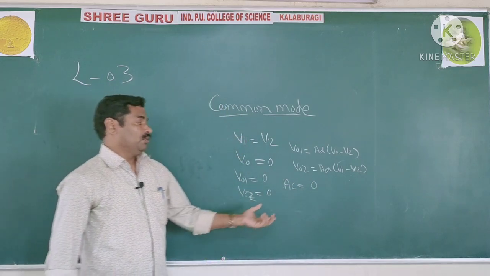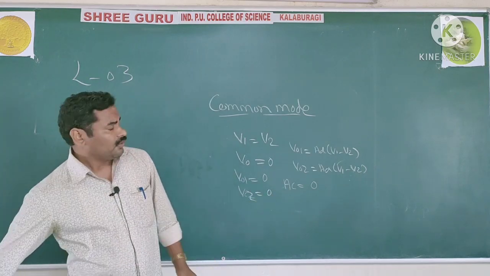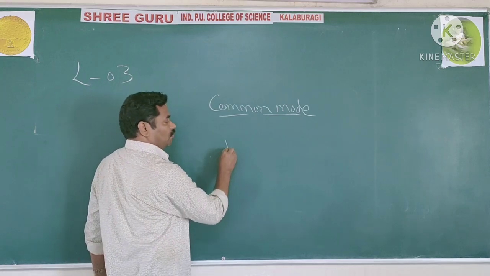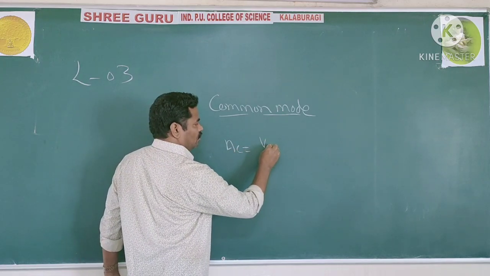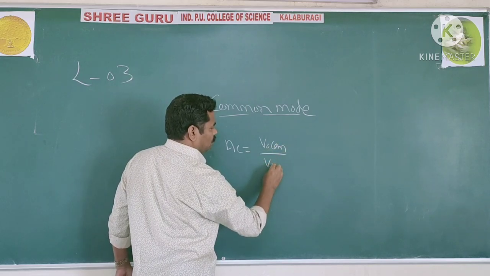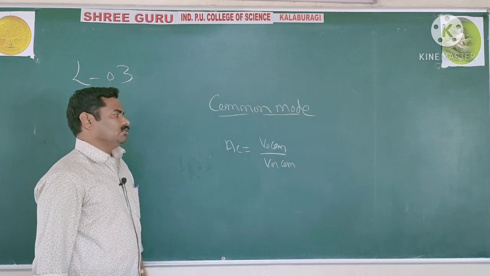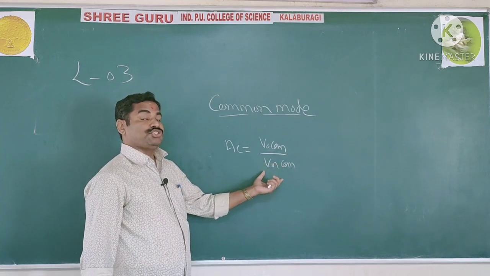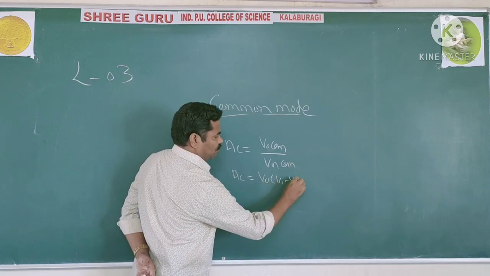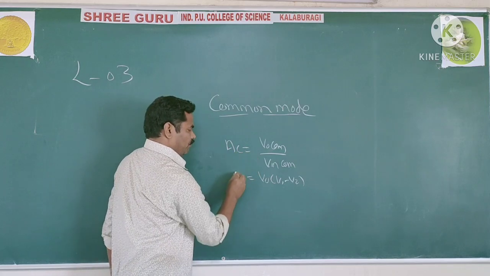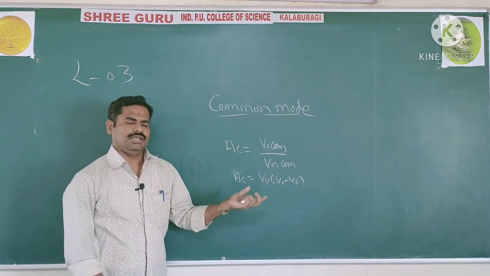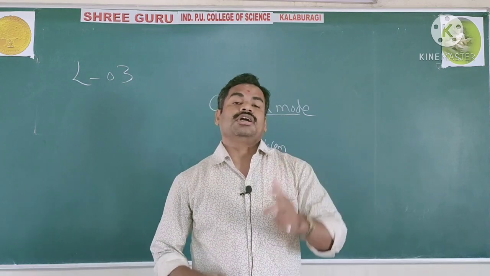I am saying theoretically the common mode gain is also 0. As we know the common mode gain, in the same way as we did for the differential mode, is AC equal to V0 common by V in common, that is V0 by V in minus V2. Totally the common mode gain is 0, because you are applying the same inputs, and especially the differential amplifier opposes the common mode operation.